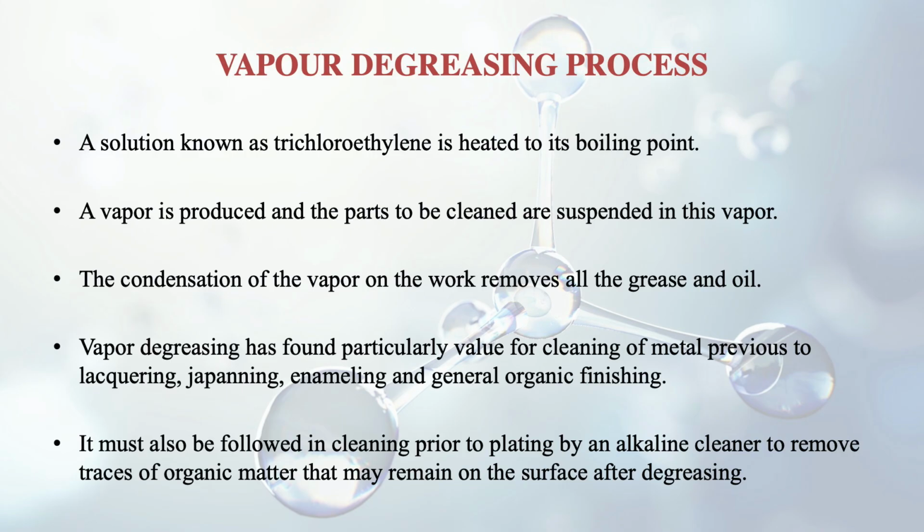Vapor degreasing has found particular value for cleaning of metal previous to processes like lacquering, japanning, enameling, and general organic finishing. So these are certain processes which you may have read in your manufacturing science course. Before these processes, this vapor degreasing can be used. It must also be followed in cleaning prior to plating, meaning prior to electroplating, by an alkaline cleaner to remove traces of organic matter. Everywhere we are using an alkaline cleaner, so it helps to remove the different kinds of impurities on the surface after degreasing.